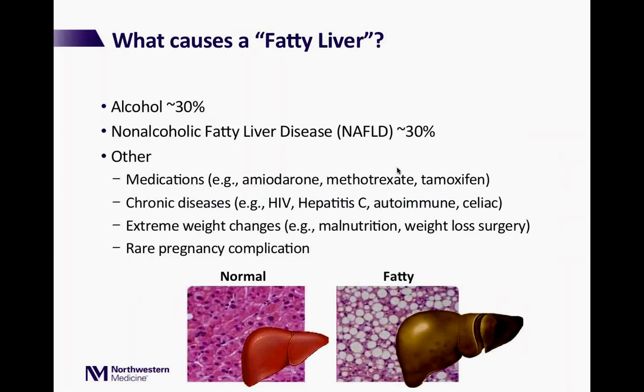So if 5% of the liver or more is called fatty liver, well, what is the cause of getting fat in your liver to begin with? Well, the most common cause of a fatty liver is alcohol. About 30% of people who have fat in their liver, it is due to alcohol. And that can be people who may have a diagnosis of actual alcoholism, or it could just be people who have moderate levels of alcohol use that can get fat in their liver. And if you stop drinking, that fat will actually go away.